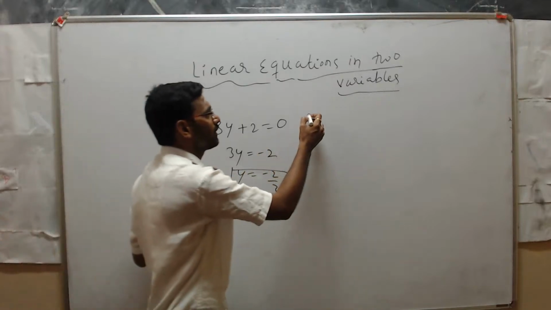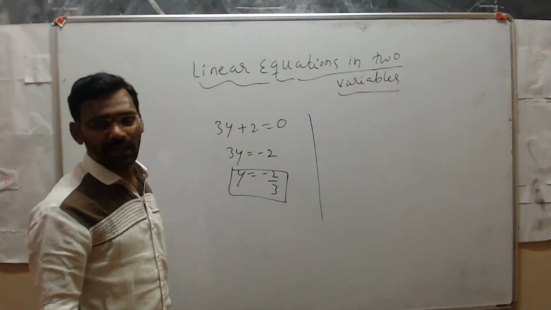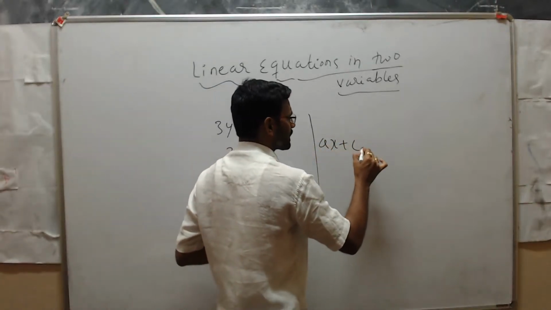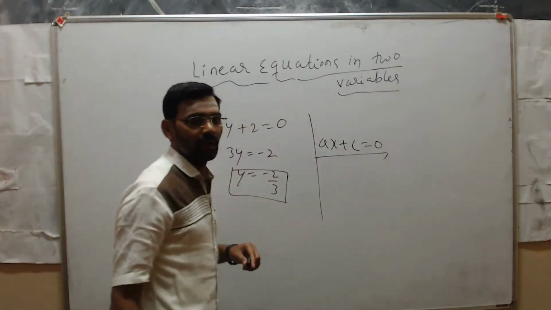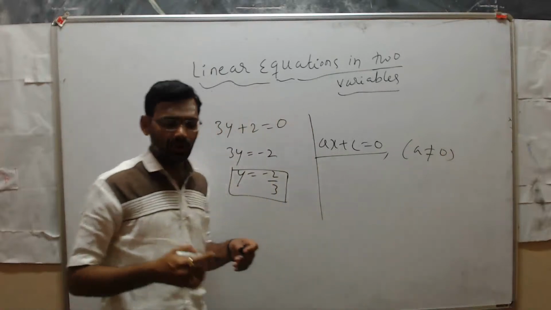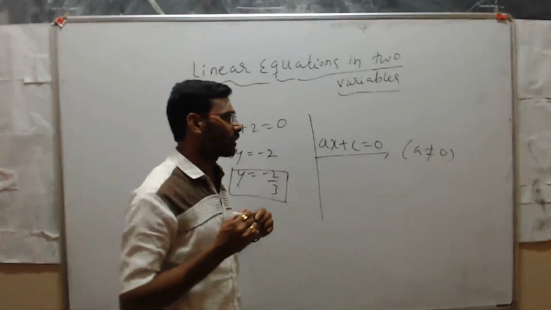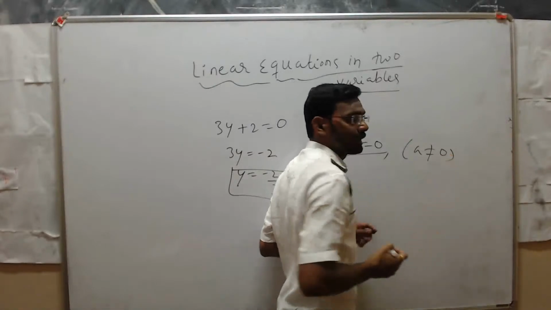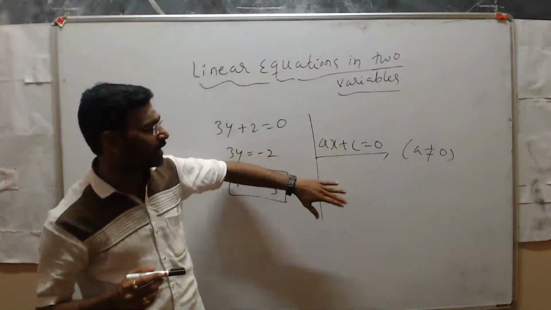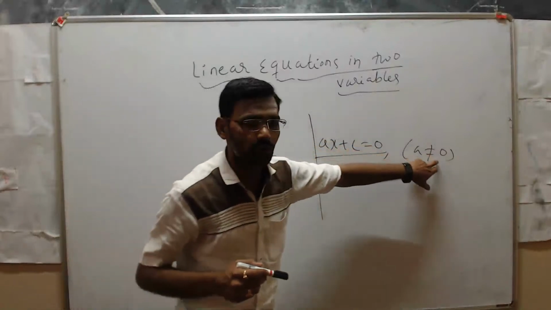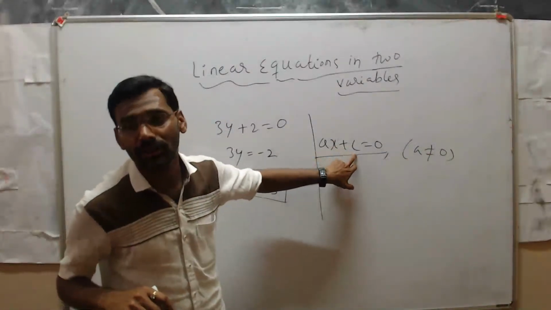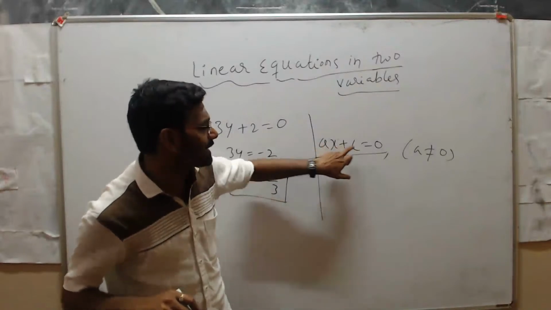The standard form of a linear equation in one variable is ax plus c is equal to 0, and a is not equal to 0. Now, in the standard form ax plus c is equal to 0, a is not equal to 0. Here x is the variable, a is the coefficient of x, and c is a constant.